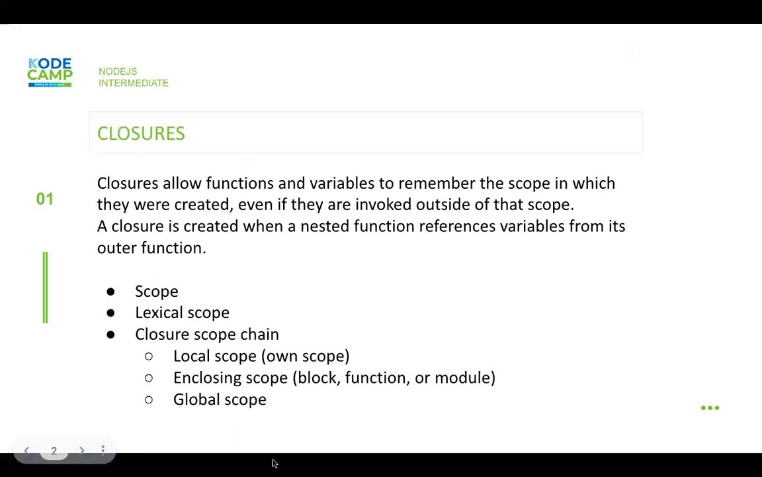Now, this takes us to closure scope chain. Now, we'll be looking at some importance and applications of closures. But first of all, we have to understand the scope, the lexical scope, the closure scope chain, and all of that. So actually, we have the local scope, the enclosing scope, which may be a block scope, a functional scope, or a module, or a global scope. So talking about local scope, I will use an example to showcase all these.